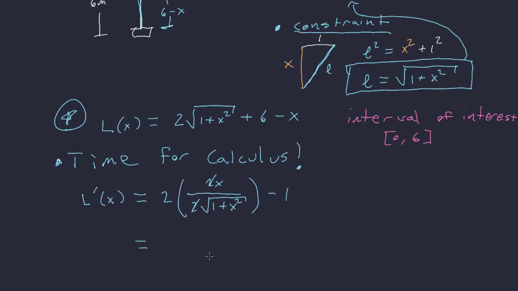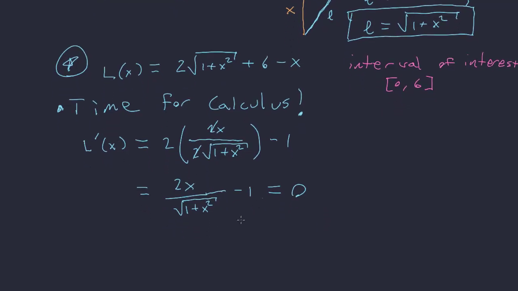Okay, so L prime of x comes out to be 2x all over the square root of 1 plus x squared, minus 1. Now, since we do have a fraction, we should be concerned about what might make this undefined. However, 1 plus x squared is always going to be greater than 0, so we don't have an undefined critical point. So we just set this equal to 0 and solve.